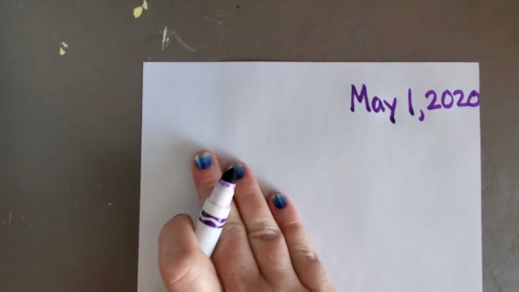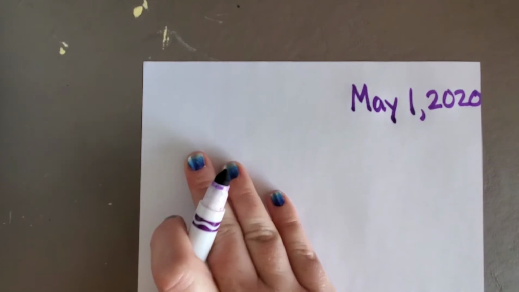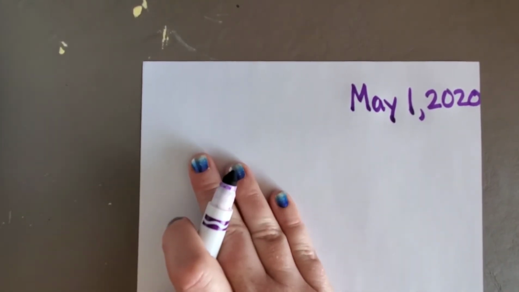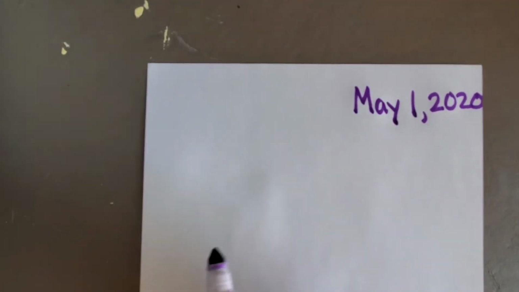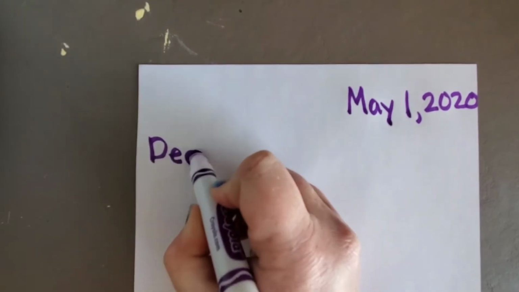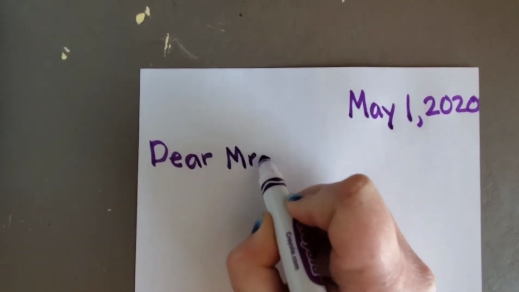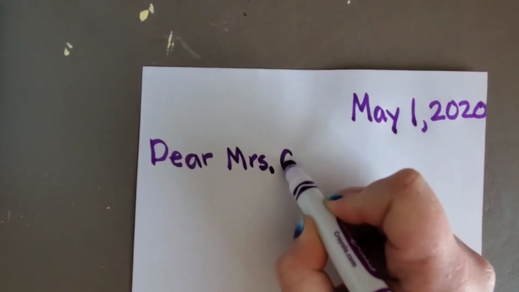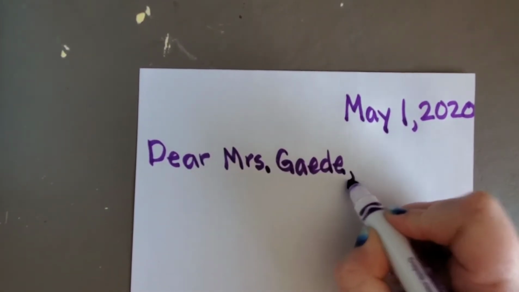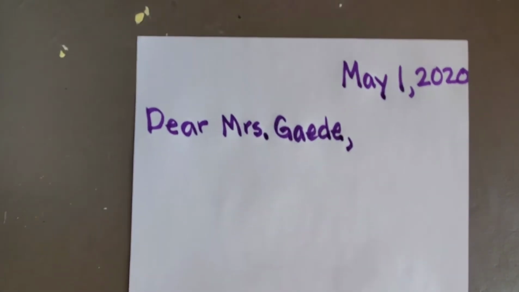The next step is to come over and you're writing your greeting, and the greeting goes to whoever you're writing the letter to. Now you can start it different ways. You can start hello, or you can start dear. In this case, I'm going to put dear Mrs. Gady. And then after that, you always make sure you put a comma.